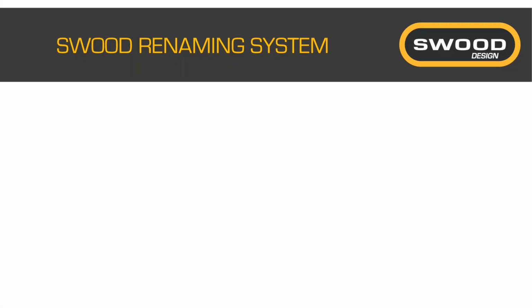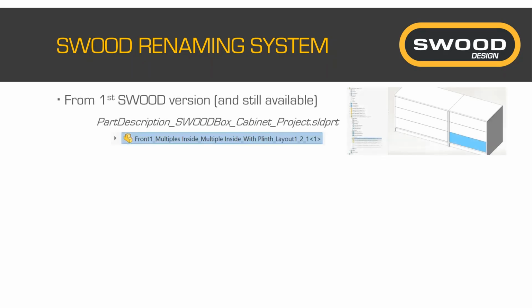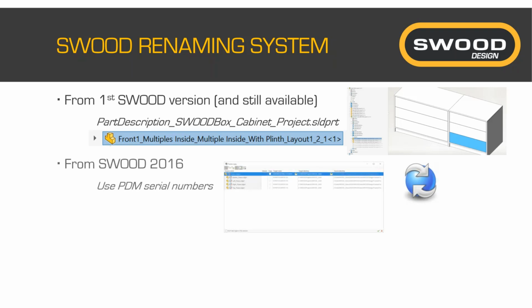The second point will be linked to the renaming of the SolidWorks file using SWOOD. From the beginning of SWOOD and the first version, we have a specific renaming to combine the different parts of the project to have a unique name and be sure that we have a unique component that you are able to customize at any time in your project. From SWOOD 2016, we also have combined that with, for the user of SolidWorks PDM, the possibility to use serial numbers saved in the PDM database.